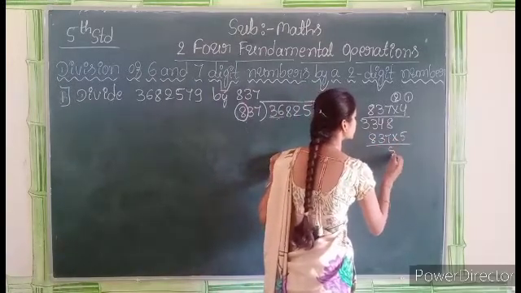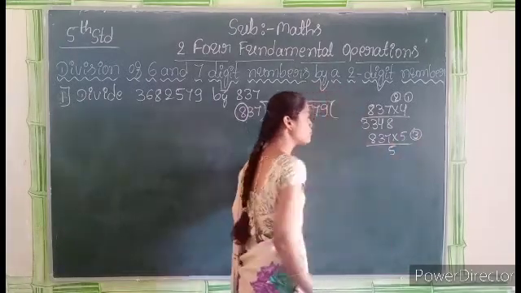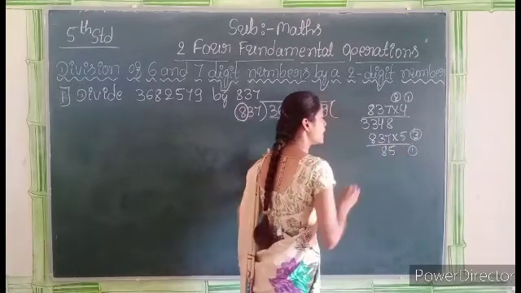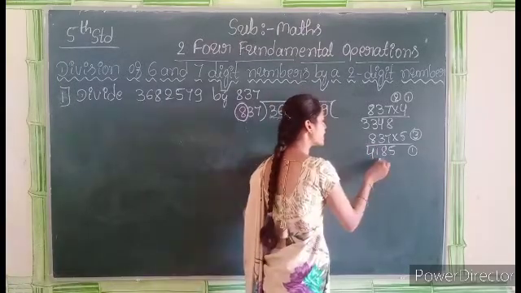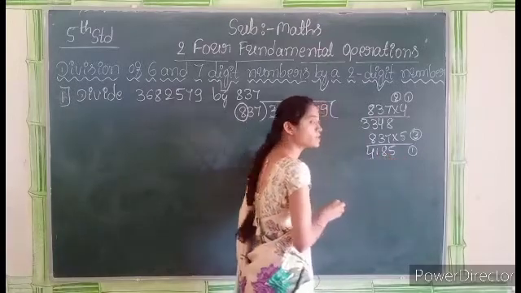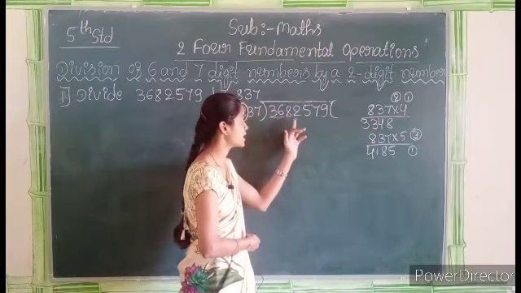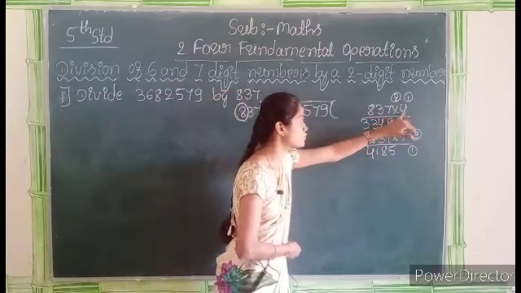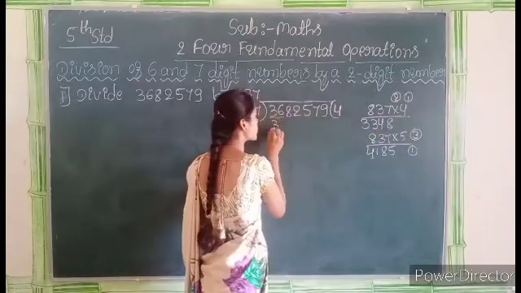5 7s are 35, 5 then 3 carry, then 5 3s are 15, 15 plus 3, 18. I will write 8, then 1 carry, 5 8s are 40, 40 plus 1, 41. We get 4185. But this 4185 is greater than this 3682. That's why we have to consider 837 4s. 4 is the leftmost quotient.